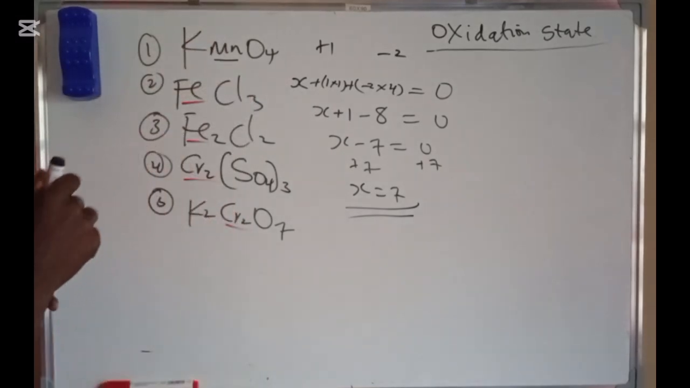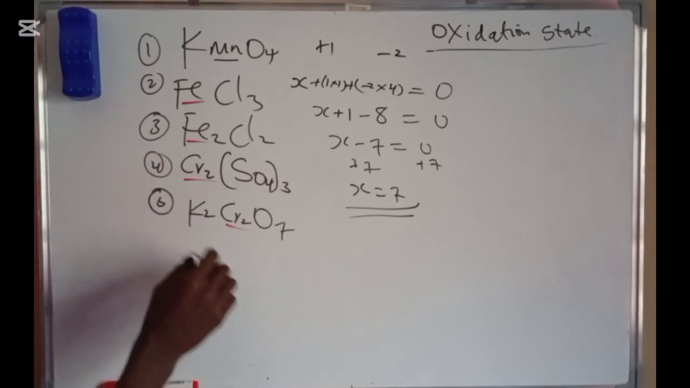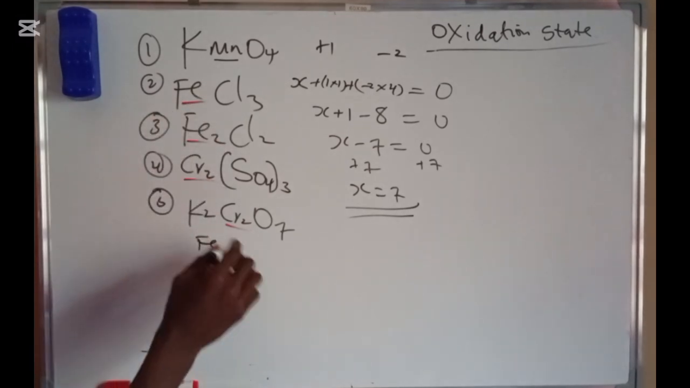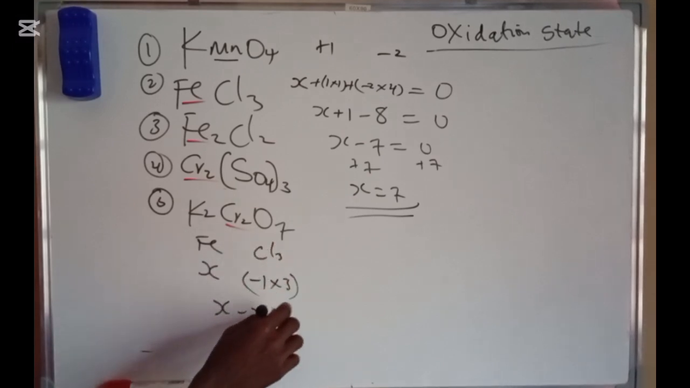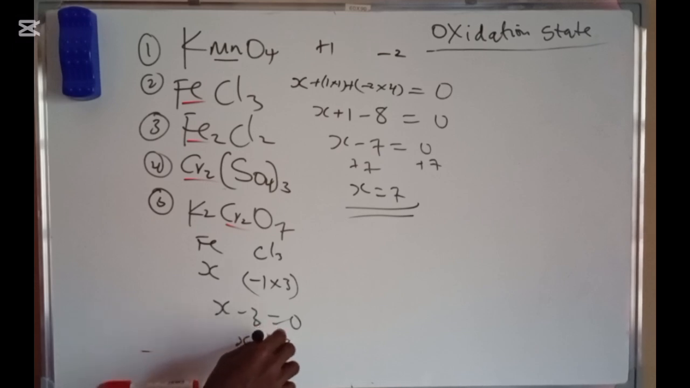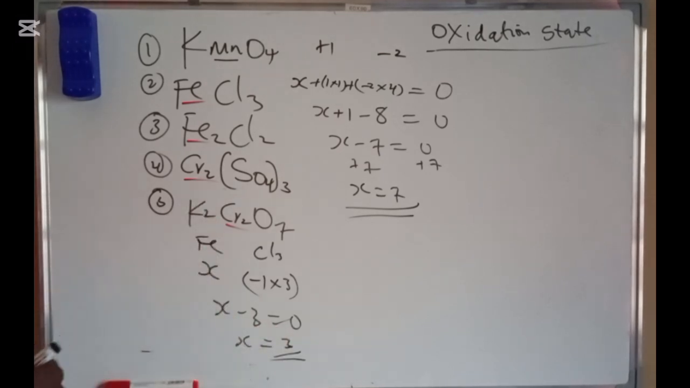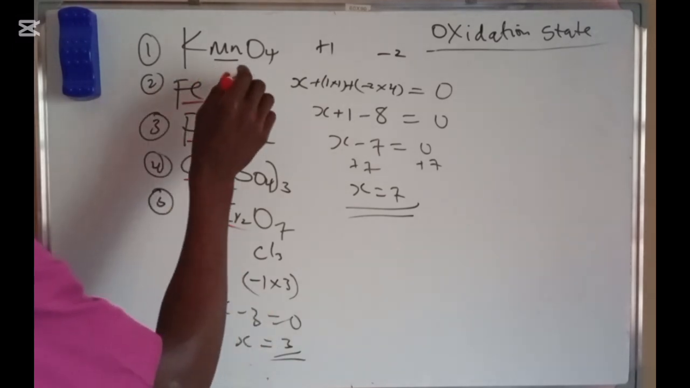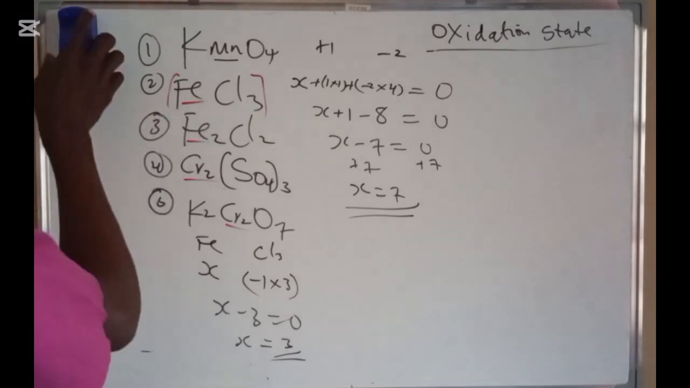manganese in potassium permanganate. And the oxidation state of iron in this molecule can be calculated as follows. Iron is X, and then chlorine is -1 multiplied by 3. That is X minus 3 equals 0, and X must equal 3. That's the oxidation state of iron in this compound.